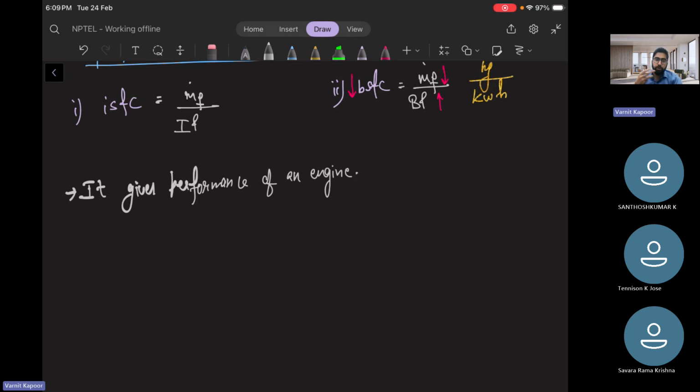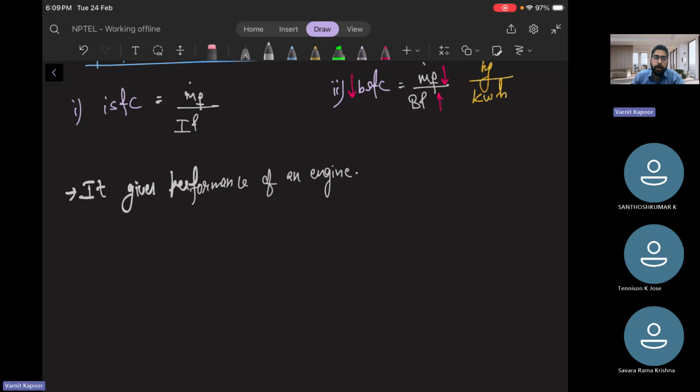Okay. So whenever you go and purchase a vehicle, if you see over the catalog, you see various specifications written on the catalog for that vehicle. So there is a specific fuel consumption also written. If you next time see, the lesser the specific fuel consumption will be, the better the engine will be.